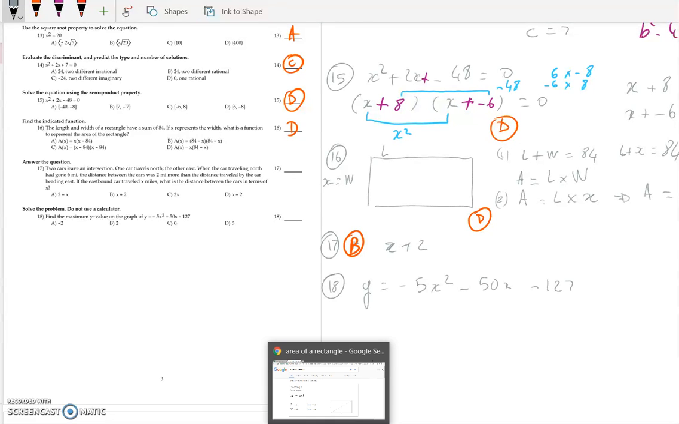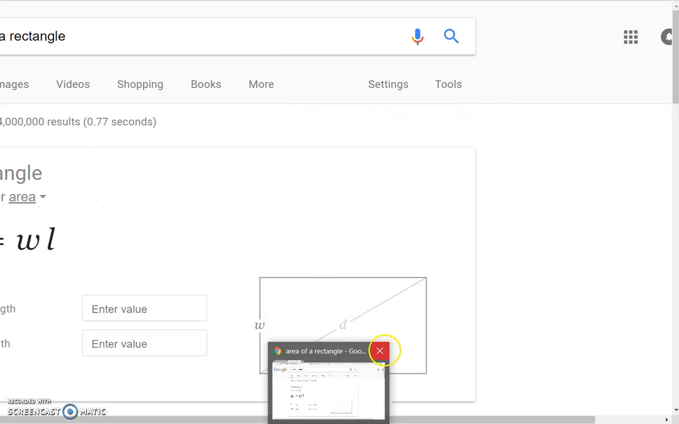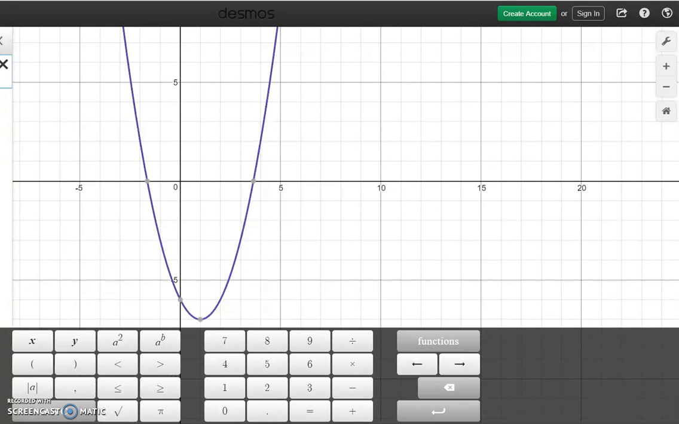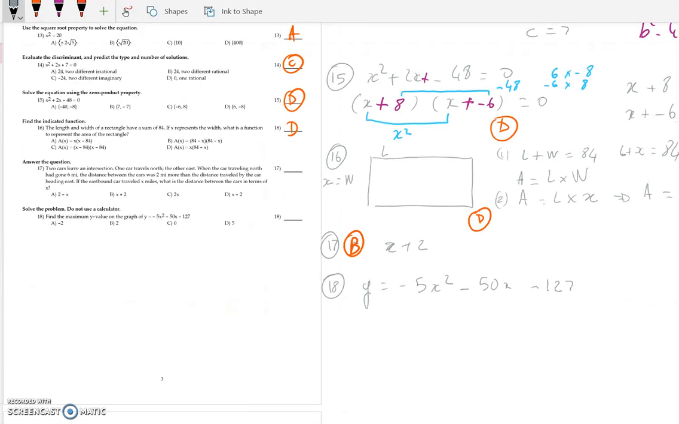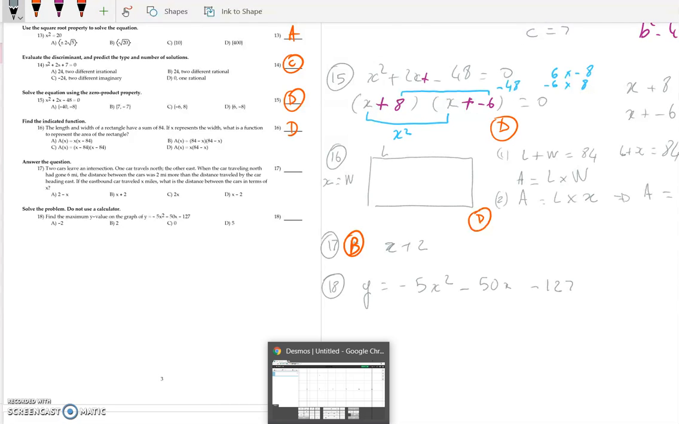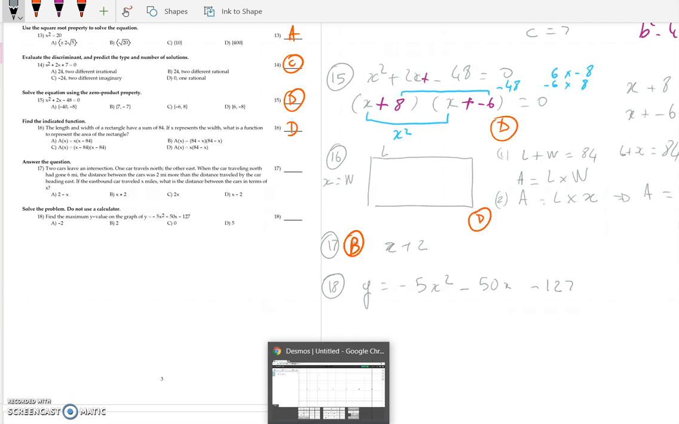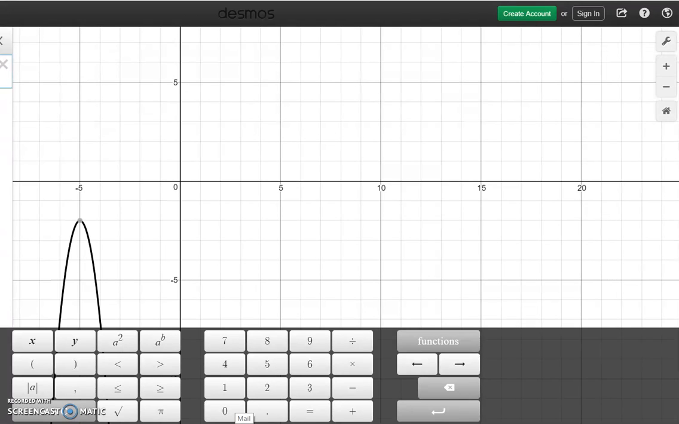So I'm going to go back to the internet with Desmos. Here we go. I'm going to get rid of this expression. I already forgot the expression: minus 5x squared minus 50x, and I bet it was another minus. Minus what? Minus 127. And the question was, what is the maximum of this function?